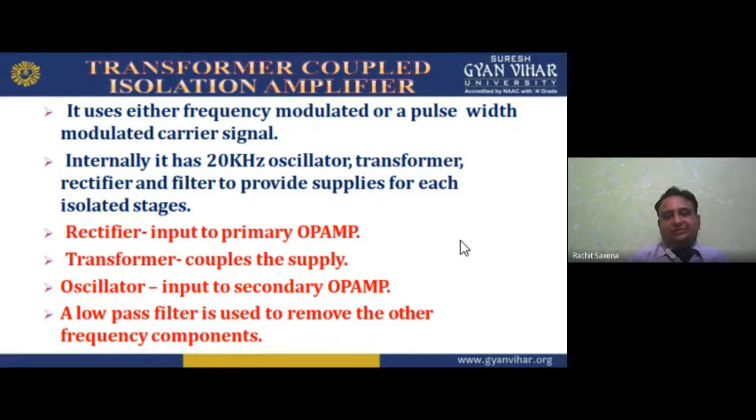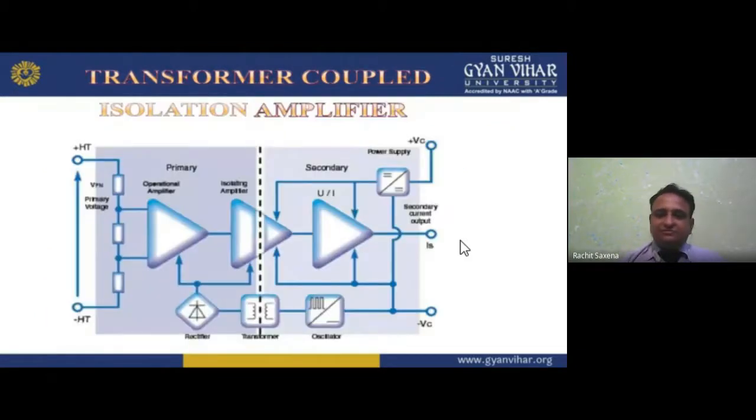Internally, it has a 20 kilohertz oscillator, a transformer, a rectifier, and a filter to provide supply for each isolated stage. The transformer is there for the coupling. The rectifier input goes to the primary op amp, where the transformer couples the supply directly. The oscillator input goes to the secondary op amp. See here.